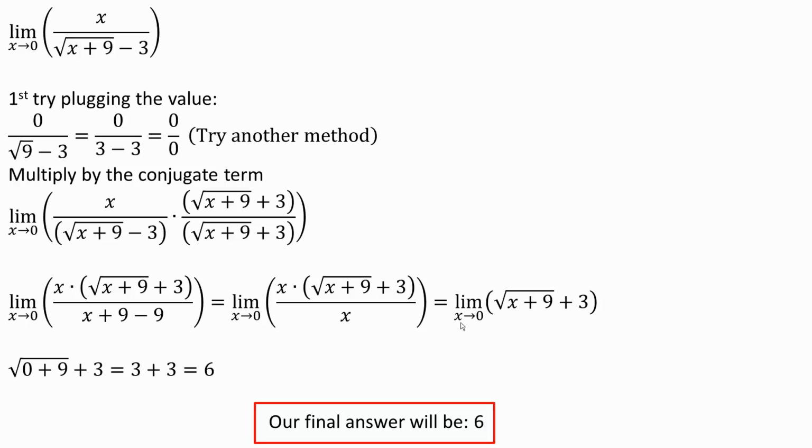So the limit as x approaches 0 of the square root of x plus 9 plus 3. Now we plug in the value of x, which is 0. If I do that, I get the square root of 0 plus 9, which is 3. 3 plus 3 is 6. And so our final answer will be 6. That's all we need to do for this type of problem.